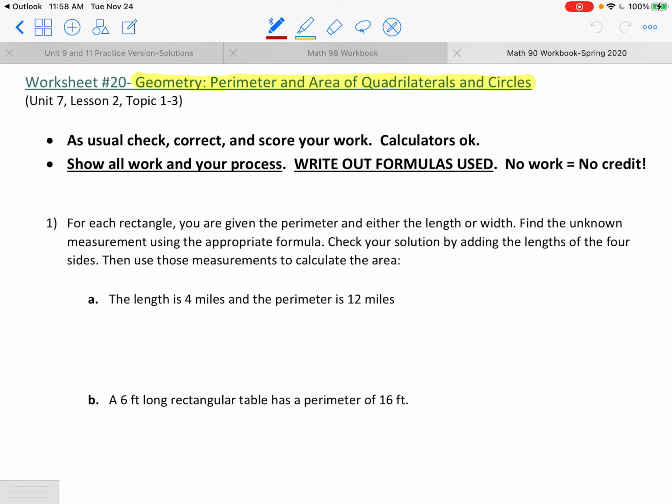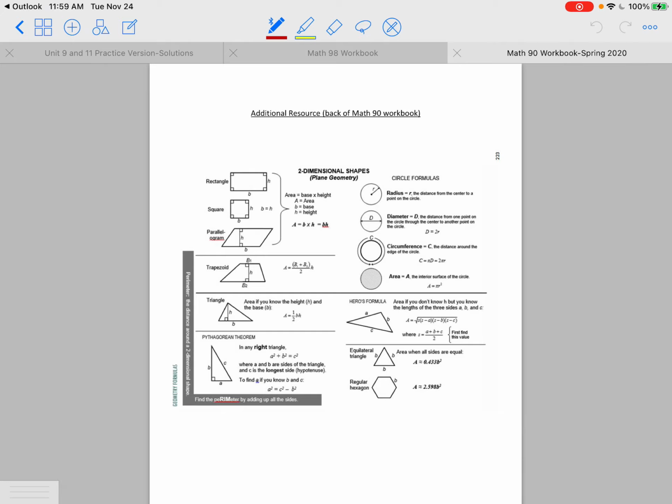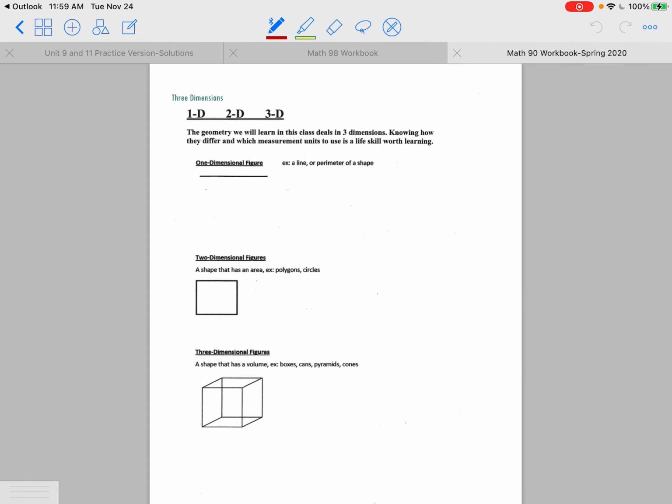Hello again, this is Andrea, and in this video we're going to be talking about perimeter and area of quadrilaterals and circles. So before we get into some of the worksheet problems, I'd like to go over a couple of resource pages that you guys have in the back of your workbook.